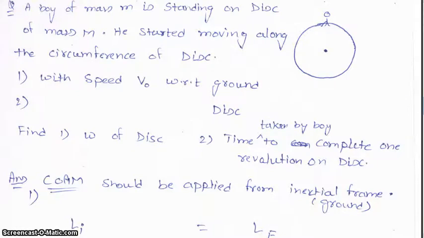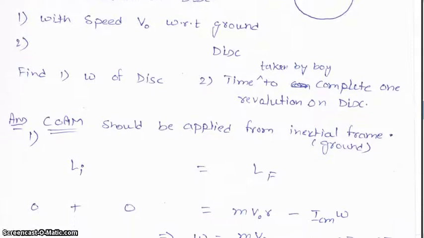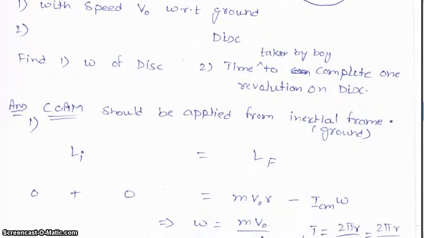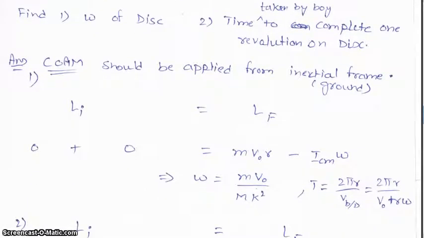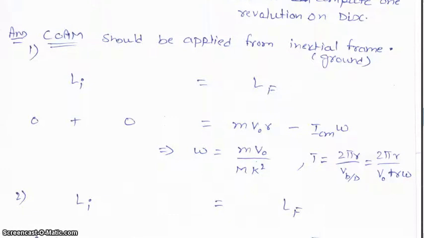As all the external forces act through the center of the disc, we can apply conservation of angular momentum about that point, because the torque about that point will be 0. We should try to apply conservation of angular momentum from an inertial frame, so that no torque of a pseudo force has to be taken into consideration.